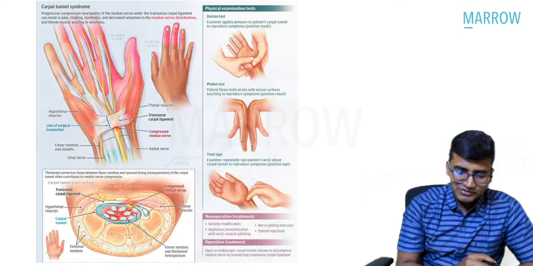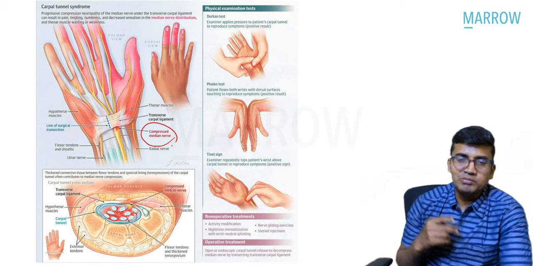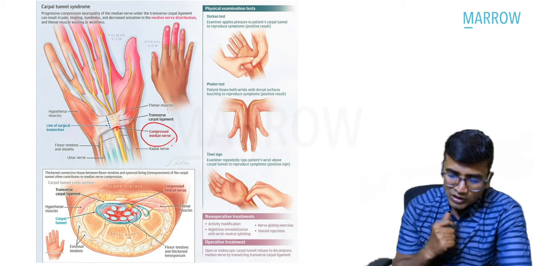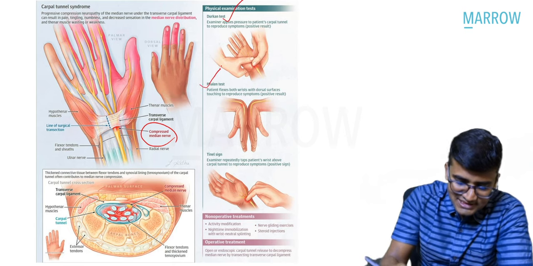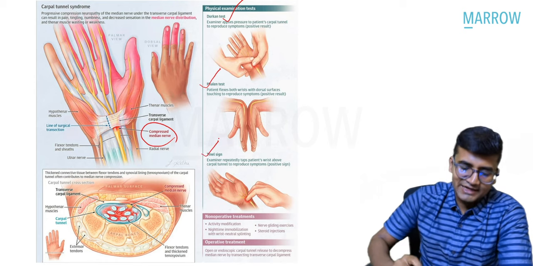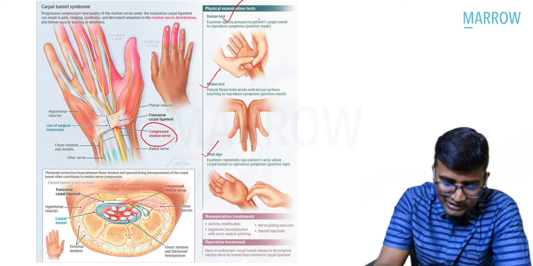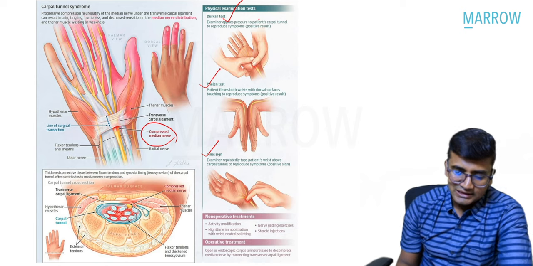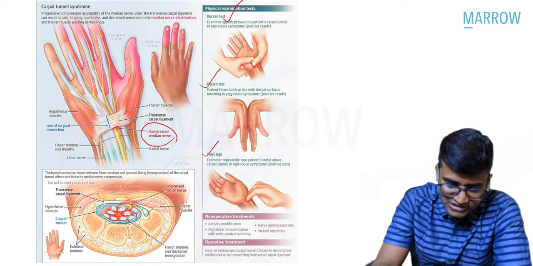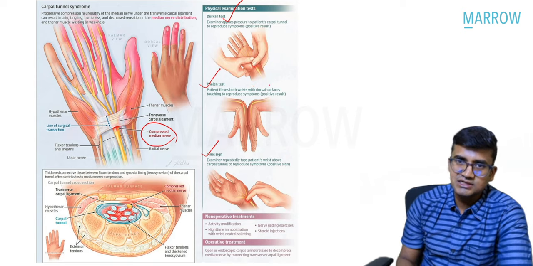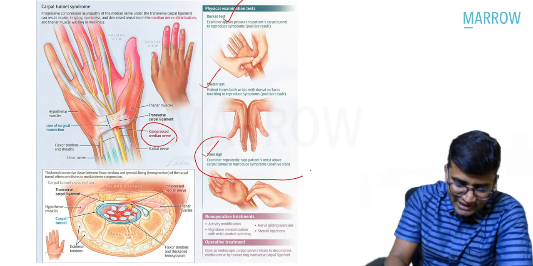Now see this diagram. This is carpal tunnel syndrome. Carpal tunnel syndrome means compression of the median nerve while passing through the carpal tunnel. Okay. Now what are the tests we can do, sir? We can do the Durkan test. We can also do Phalen's test. And we also get one sign, Tinel's sign. So what is Durkan's test? We give pressure on the carpal tunnel to produce the symptoms. That is Durkan's test. Now what is Phalen's test? The patient flexes both wrists with the dorsal surfaces touching to produce the symptoms. That is Phalen's test. So for carpal tunnel syndrome, please remember Durkan's test and Phalen's test and one sign, Tinel's sign.